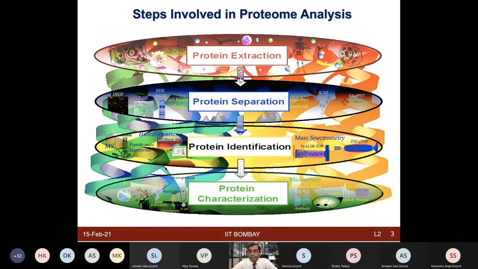Once you have done protein identification, now you know the set of proteins you are most interested in, and you want to investigate them further to understand a given biological system. Then you want to move on to the protein characterization part. That's where different types of functional proteomics technologies like protein microarrays, and label-free biosensors like surface plasmon resonance, are helpful for protein characterization.